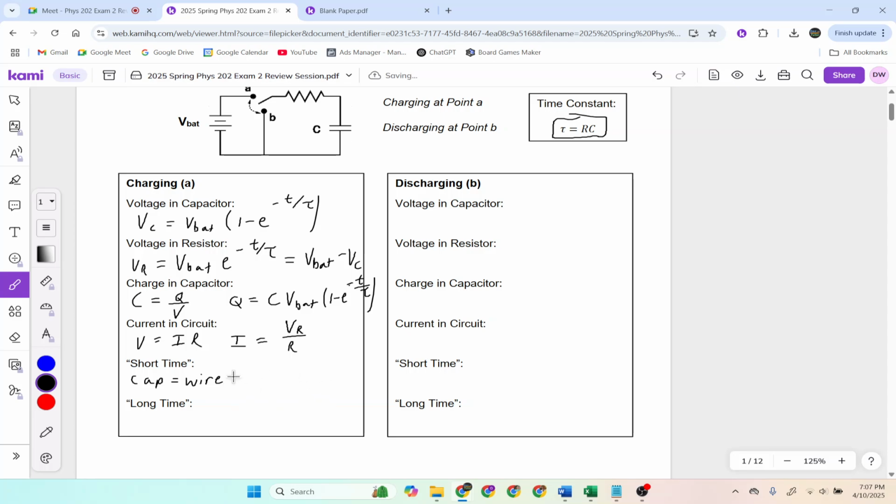What that means is that there's no voltage, but we are at max current. So after a short time, the capacitor is a wire, which means that there's no voltage on the capacitor, and we have max current in the whole circuit because it's in series. Any questions so far?